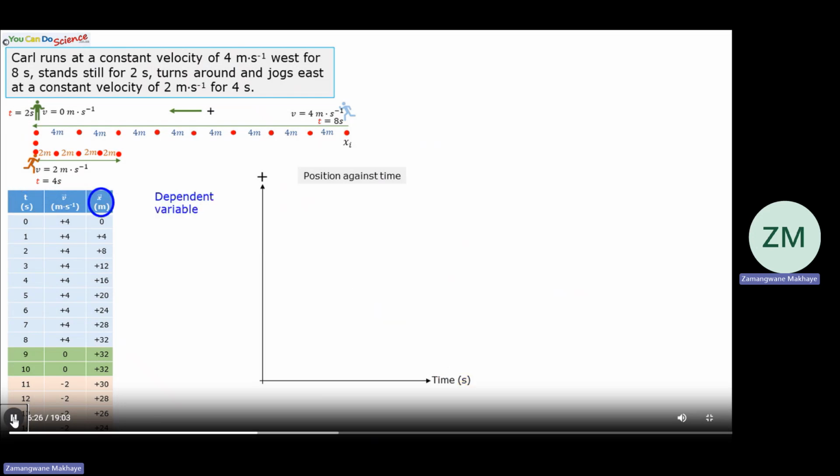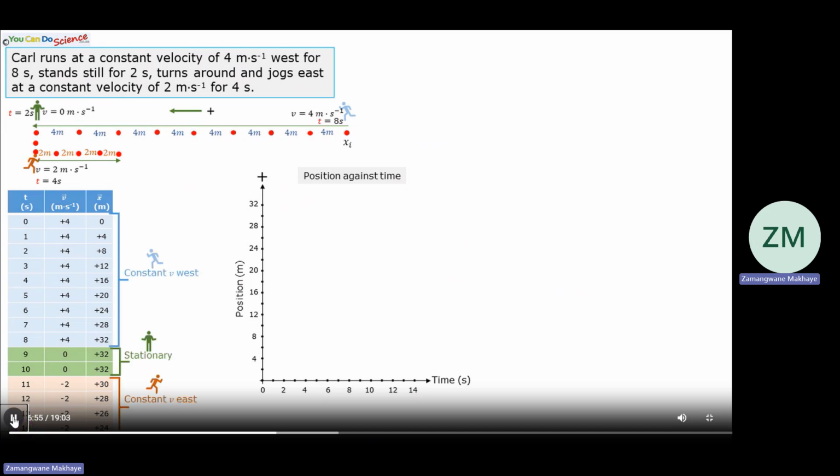The position is determined and is the dependent variable, which comes on the y-axis with the unit which is meters. The maximum positive y value is 32. This scale will work because it utilizes the axis fully. The total time that Carl moved is 14 seconds and must fit in on the x-axis.